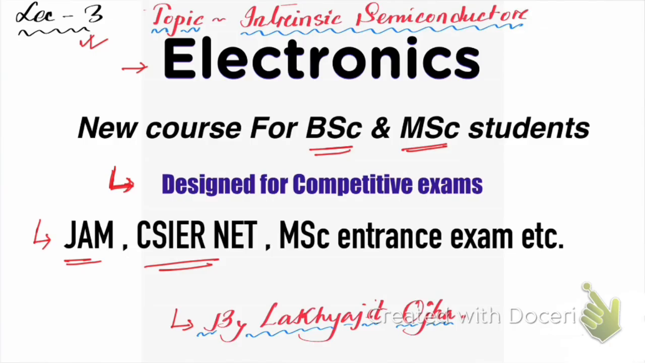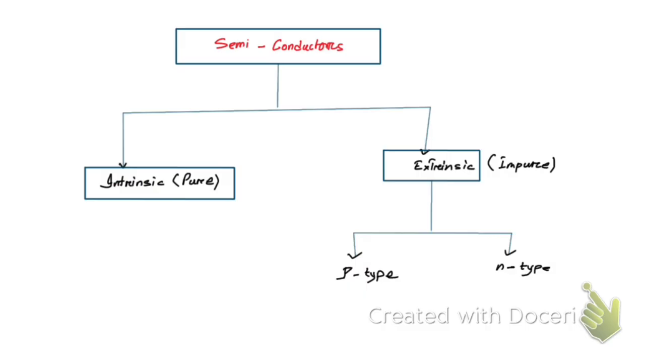So today in this video we're going to discuss intrinsic semiconductor. This is our topic. As we have already discussed in the last video, semiconductors can be classified as intrinsic and extrinsic, and then extrinsic can be classified as p-type and n-type. Today we're going to discuss intrinsic semiconductor in this class.